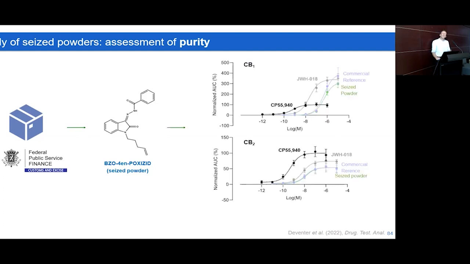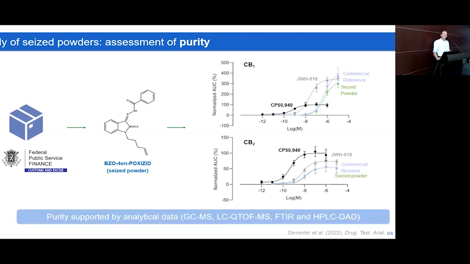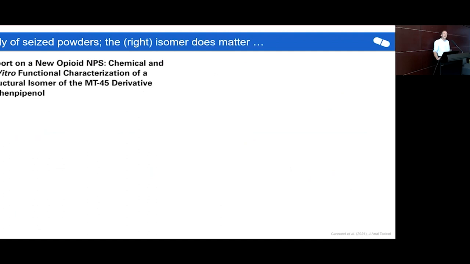We got powder, put it in our assays, and actually saw a pretty good overlay with the commercial reference and the seized powder. Here you can almost not see that it's two curves. And quite often they do a good job. So what we get is almost like reference material. Not always, but we often get the correct thing. Here, purity was supported by analytical data.